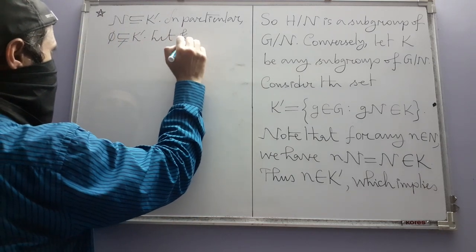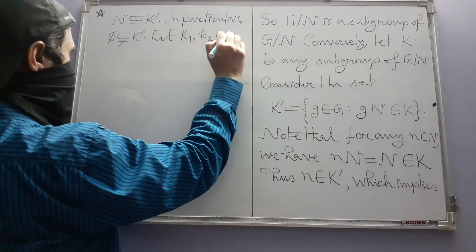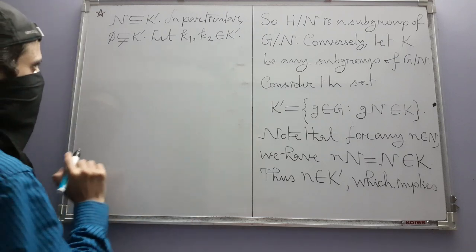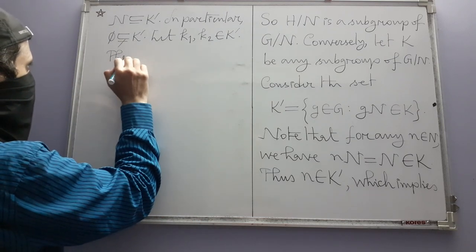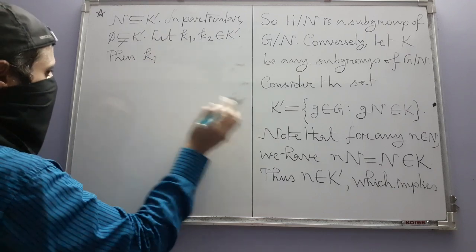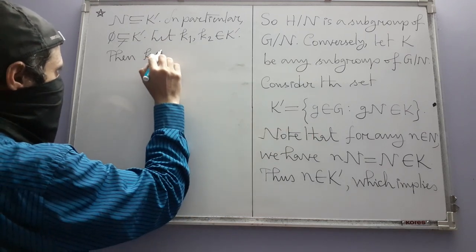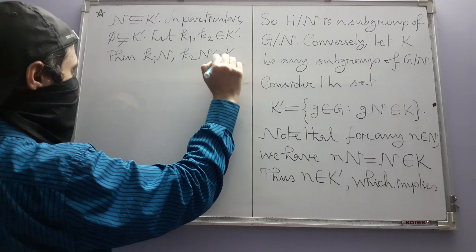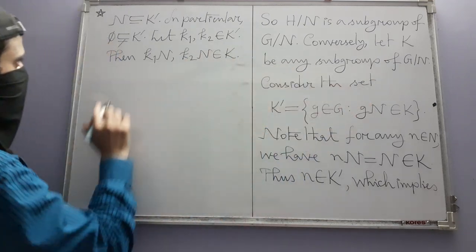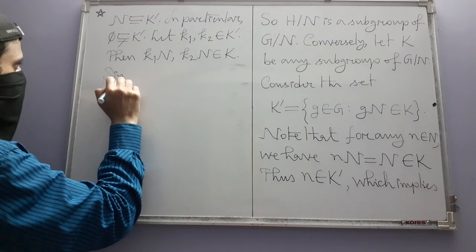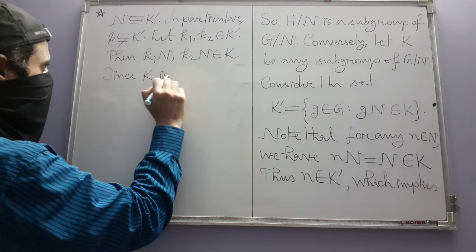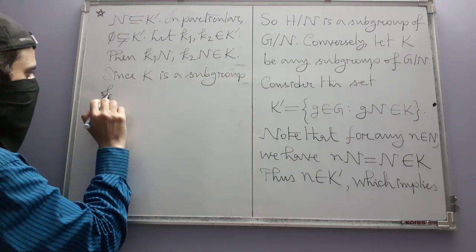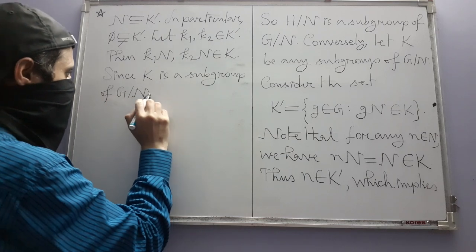Let K1 and K2 be two elements in K prime, which may be equal, may not be equal, we don't know, and we don't need to know. Then, by the definition of K prime, K1N and K2N both belong to the subgroup K, since K is a subgroup of G by N.